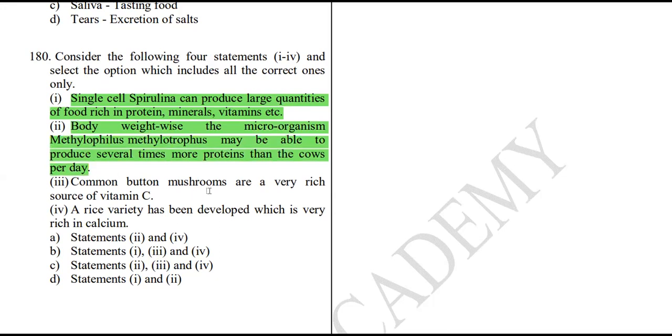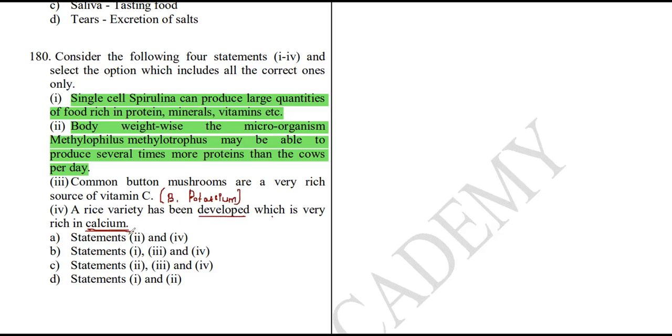Common button mushrooms are a very rich source of vitamin C, is given. No, they are not a high source of vitamin C. They are actually a high source of vitamin B, as well as potassium. So they have given it wrongly. A rice variety has been developed which is rich in calcium. No, golden rice has been developed which is rich in vitamin A only. So this is also going to be a wrong statement.